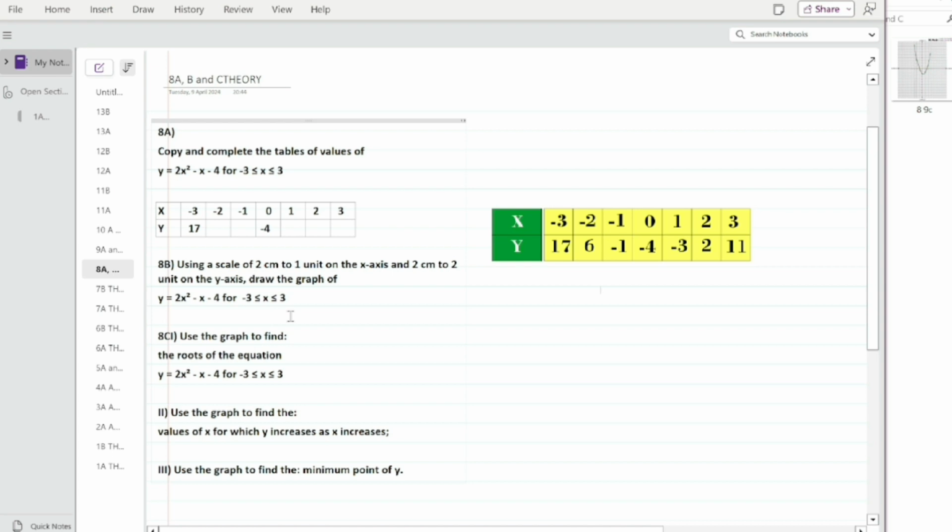The next question has asked us to draw a graph, and in the first part we were able to get our values for y, and we've also been given the scale to work with, so we're not creating our own scale. The scale says on the x-axis you have 2 centimeters to 1 unit, on the y-axis you have 2 centimeters to 2 units. So let's start with our graph.